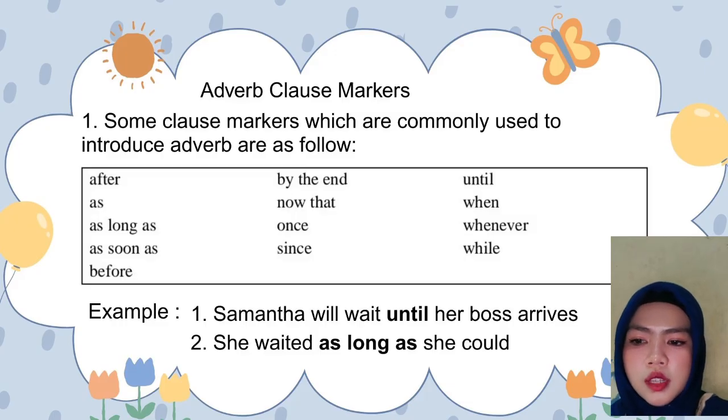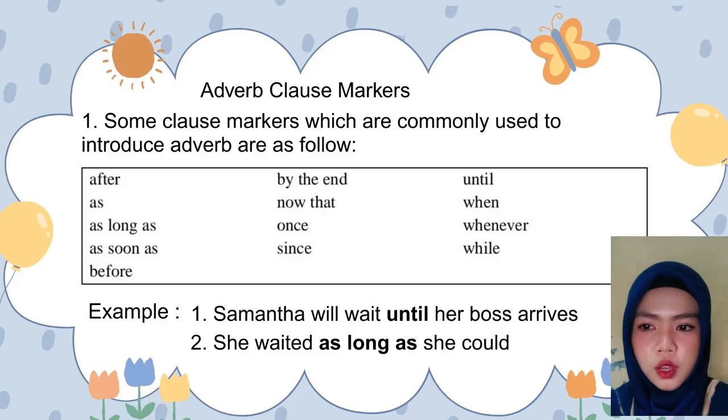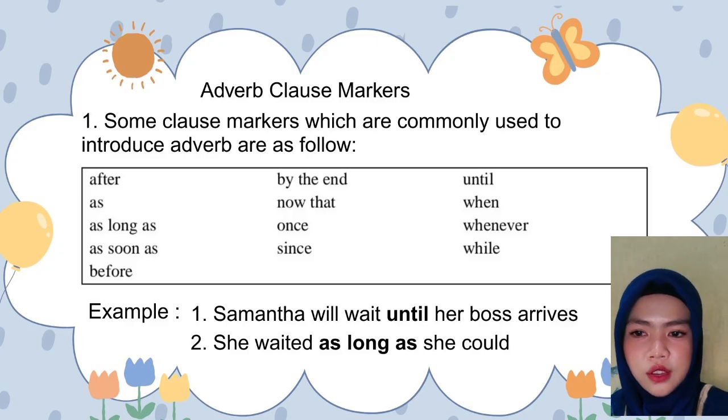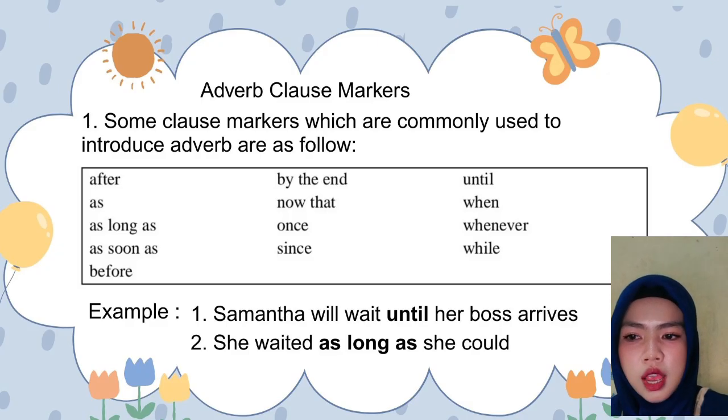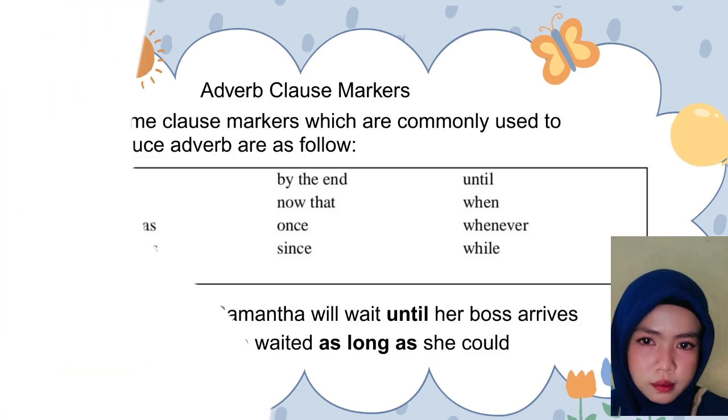Example: Samantha will wait until her boss arrives. She waited as long as she could. Okay, the next discussion will be explained by Ramadan.